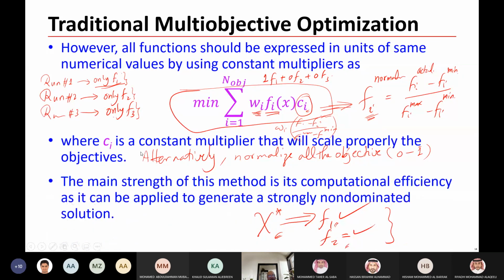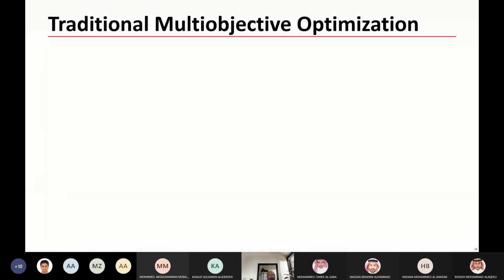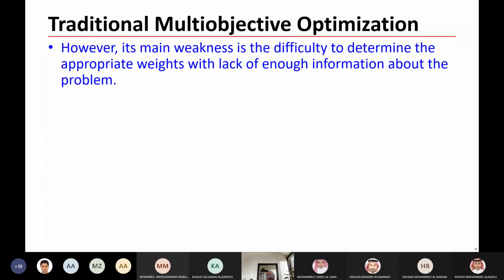So this is the way it is done. The main strength of this method is computational efficiency. You can go smoothly with any objective, any evolutionary techniques that we have before. However, of course, there are some difficulties and drawbacks for this method. Its main weakness is the difficulty of determining the appropriate weights. The weights and the scaling factor are subjective.